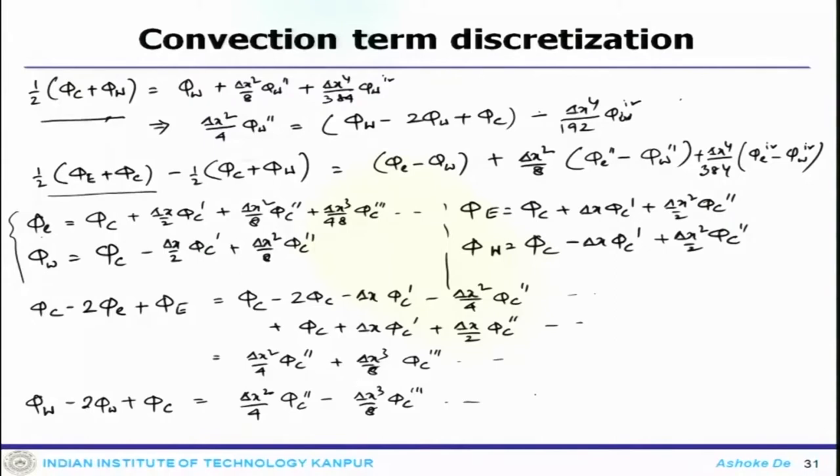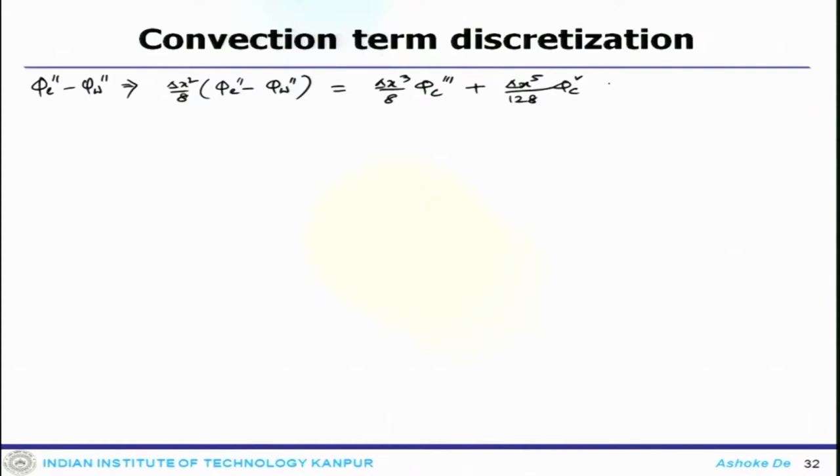Then one can compute phi e double prime minus phi w double prime as del x square by 8 into phi e double prime minus phi w double prime equals del x cube by 8 phi c triple prime plus del x to the power 5 by 128 phi c fifth term.